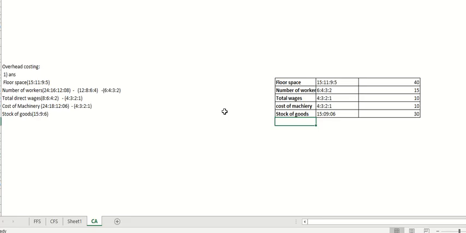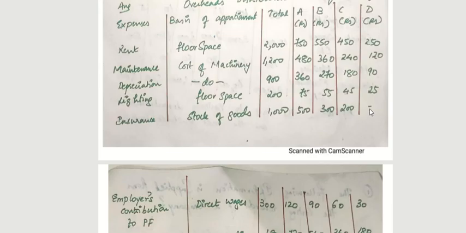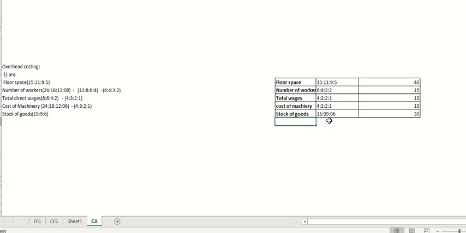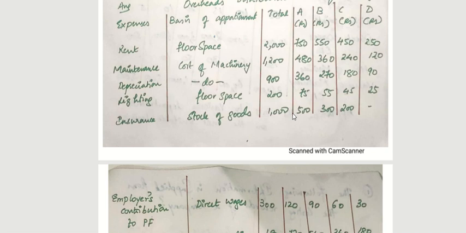Your stock of goods ratio is 15:9:6. So basically, if you see, the last department doesn't have a ratio or doesn't have a proportion. So this 1000 will be divided for department A, B and C in the ratio 15:9:6. 500, 300 and 200.